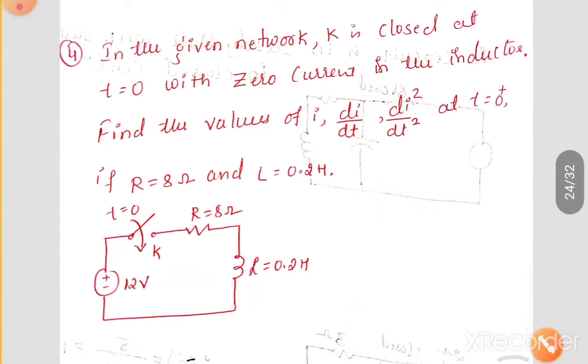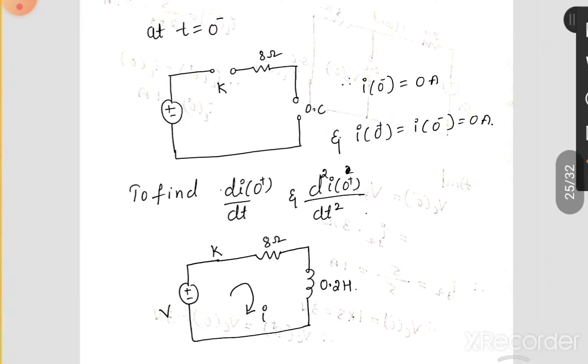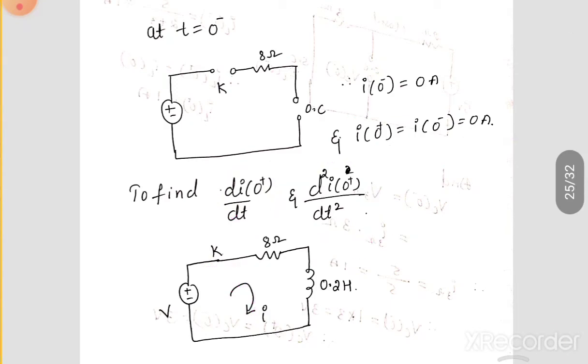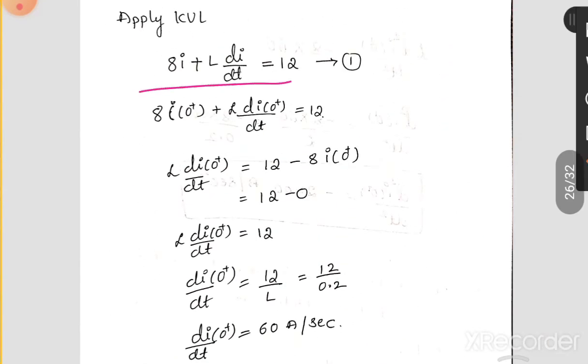So this is the first case. To find di by dt and d square I by dt square, what you have to do is a simple representation. Don't replace anything, just close the switch, whatever the case was. Then we have to apply KVL for this. It is 8I plus L into di by dt equal to 12 volt. Call this equation number 1.